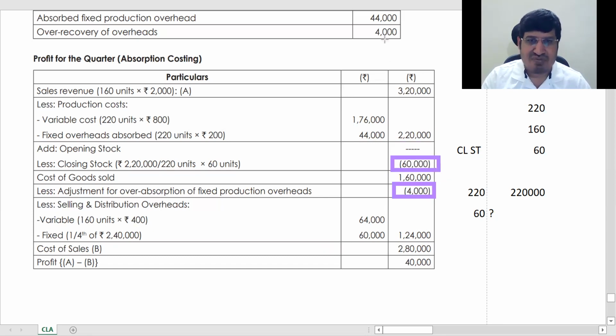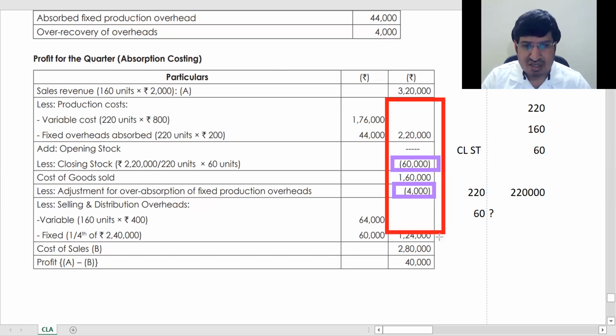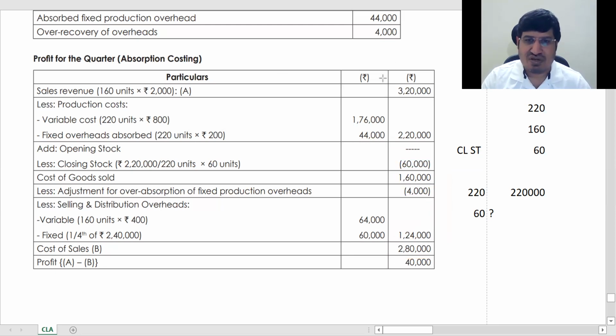We are talking about the costs, take this as one block. Within this, you are adding the positive parts and just deducting the negative parts. You will get cost of sales, which is 2,80,000. Once you get this, this minus this will give you profit. Okay, so this is how, what is your profit now.